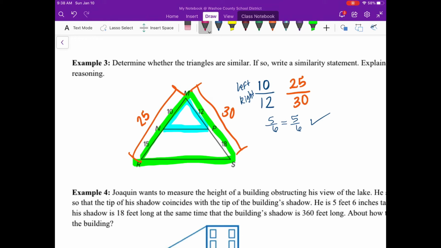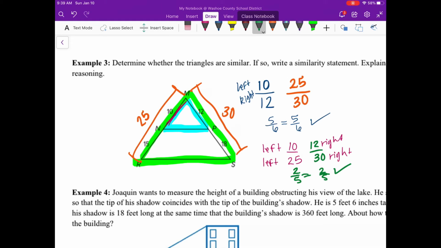I'm going to do it one other way so that you can see that you can actually do these multiple ways. You can also do left over left and see if the right over right reduce to the same thing. So if I'm looking at the left of the little one, that's 10, over the left of the big one, that's 25. And then the right of the little one is 12, over the right of the big one is 30. These would reduce to 2/5 and 2/5. So they have the same reduction.